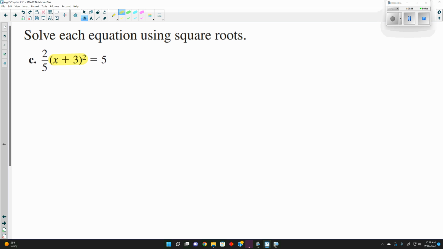Because, guys, focus up here. If we can get that set of parentheses squared by itself, and I take the square root of it, the square root and that square would cancel. So what we can do first is what? What do we need to do to get the set of parentheses by itself? Well, we can multiply by 5/2 or divide by 2/5. Because if I divide both sides by 2/5, these will cancel.